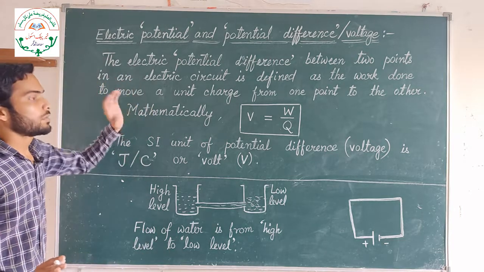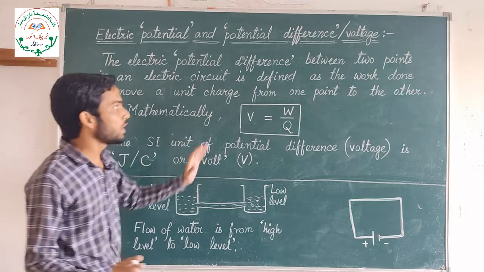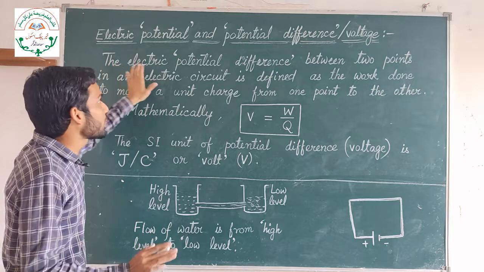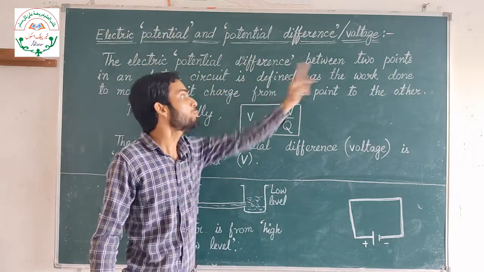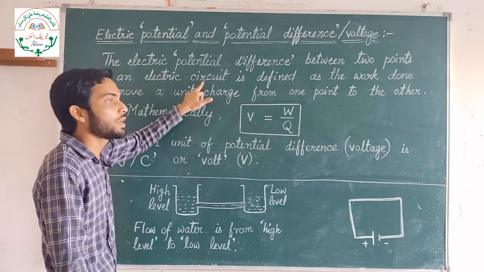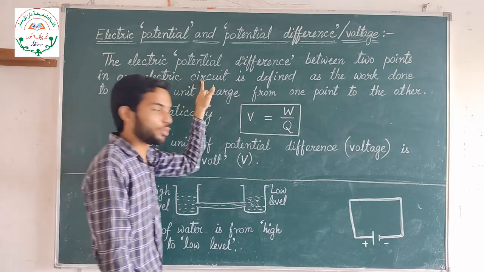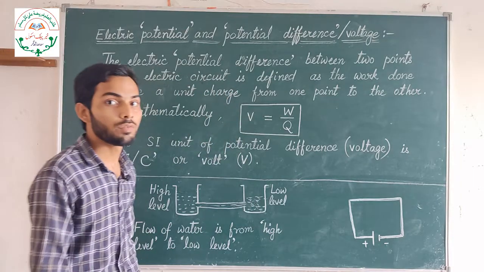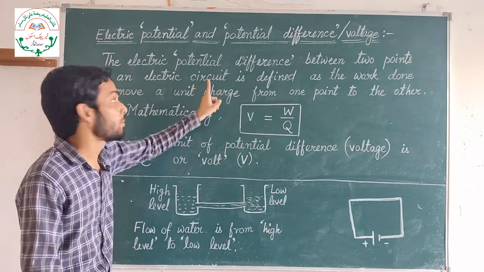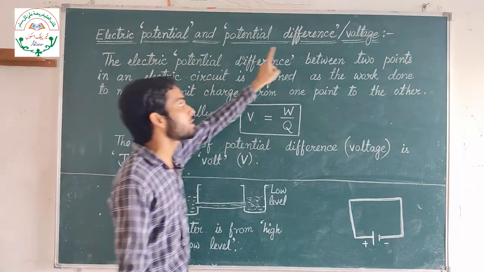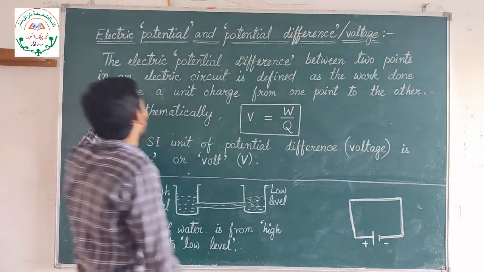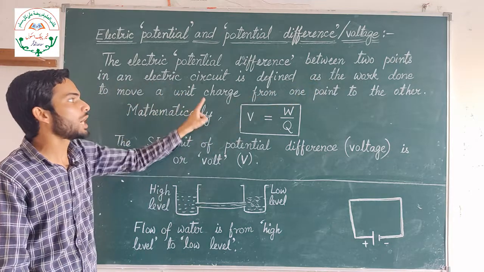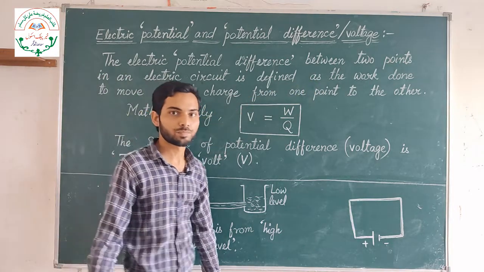So the definition of electric potential difference is written here. The electric potential difference between 2 points in an electric circuit. What are those 2 points? The positive and negative terminals are the 2 points which we are discussing in the definition. The electric potential difference between 2 points in an electric circuit is defined as the work done to move a unit charge from one point to the other.